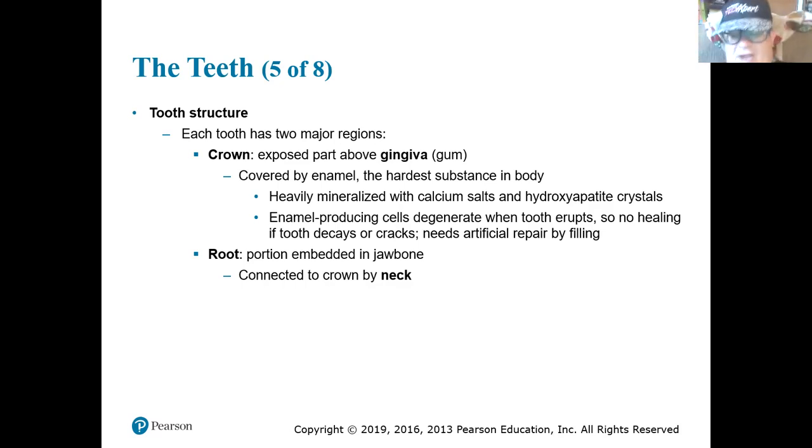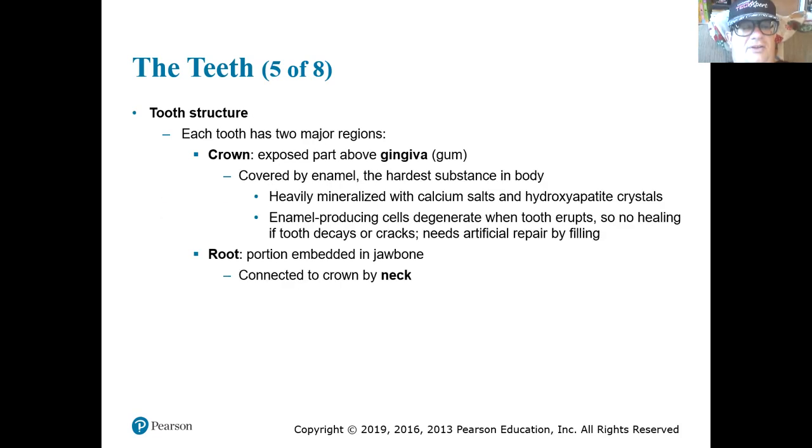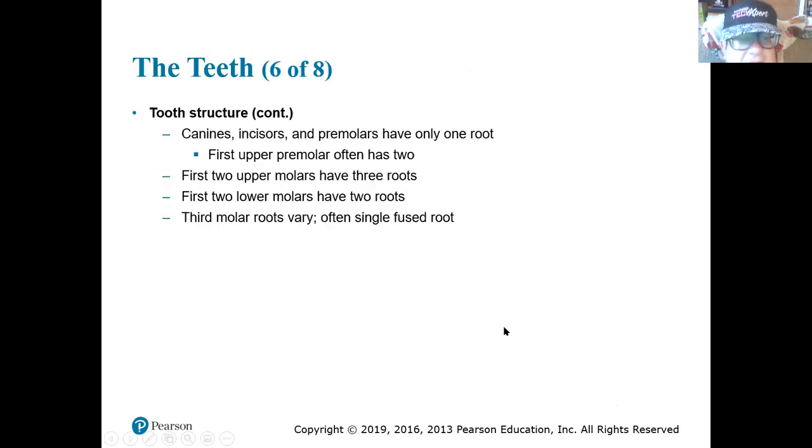And do we have the pretty picture? We do not. Why is there no picture? Okay, there's a picture. We'll get to that. So I will come back from there. Yeah, so the crown is what's above the gum. The neck is what's in the gum. And the root is everything down below. And now we back up.